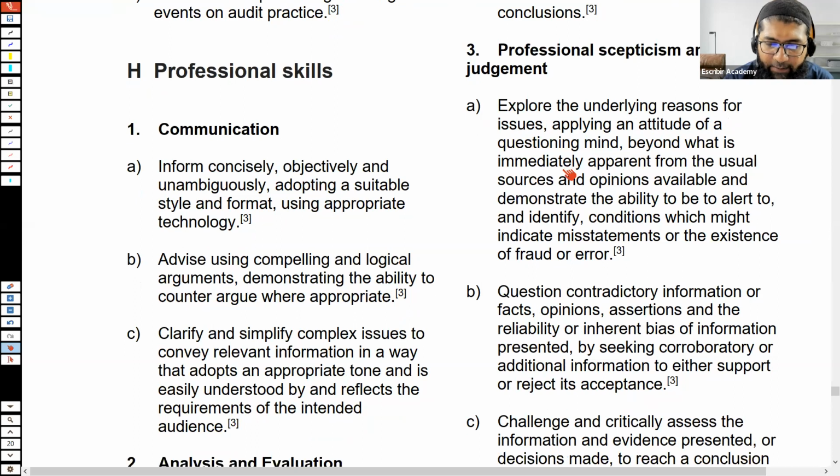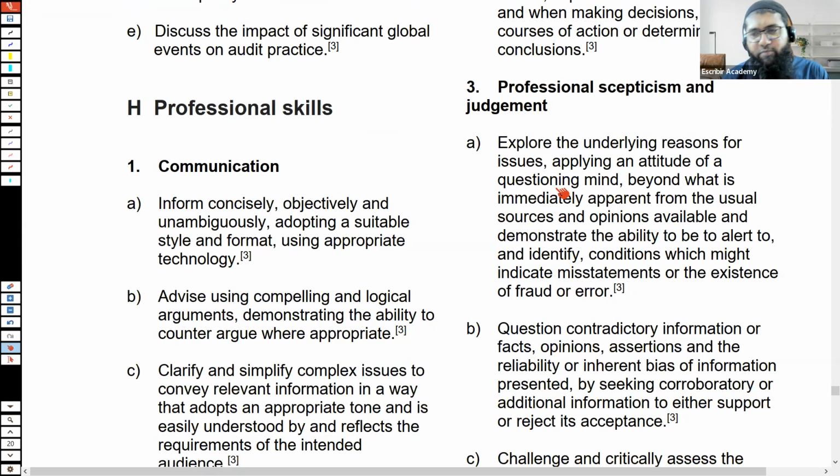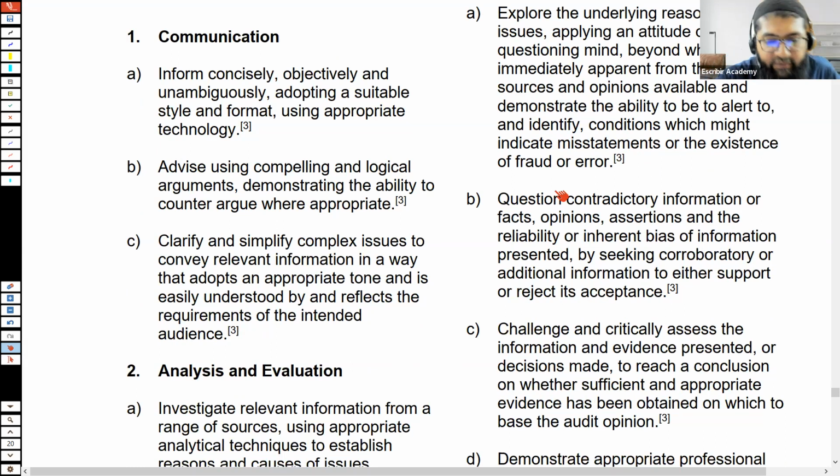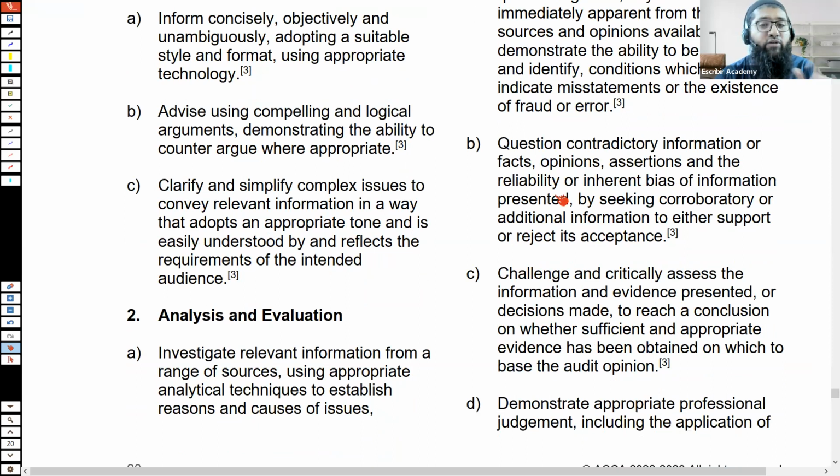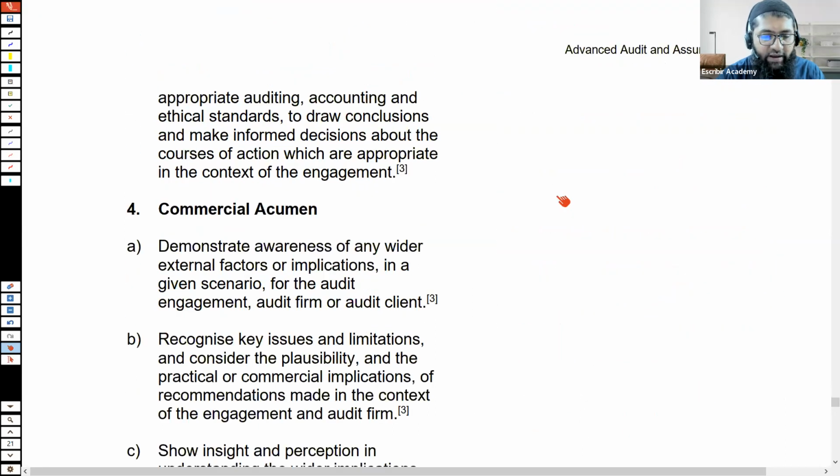Then you've got professional skepticism and judgment. So what is this professional skepticism and judgment? It is basically to have a questioning attitude in the matters that come to you, to raise a question on the integrity of the information and the details that are being made available to you. So it's to demonstrate the capability of having professional skepticism to judge the situation, to understand the scenario, and identify the areas of questions in that. Lastly, the commercial acumen.